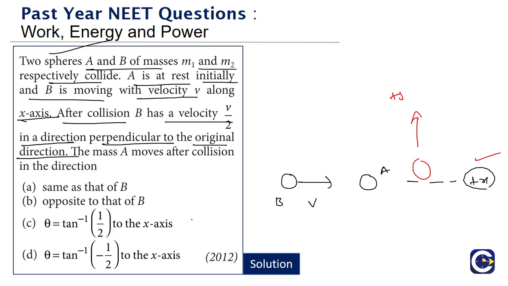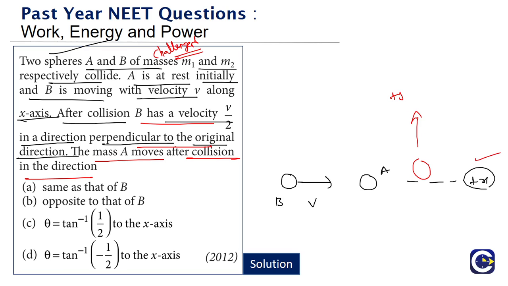That is the reason why, I'll tell you in the end, this kind of question can even be challenged. If you consider that B is going along the positive y-axis, we will get a result. If you consider that B is going along the negative y-axis, because they are not saying whether it is positive or negative, what they are saying is that after collision, B has a velocity v by 2 in a direction perpendicular to the original direction. Positive y-axis is also perpendicular, negative y-axis is also perpendicular. So these kinds of questions can be challenged, because we are going to get two possible answers. Say, for example, we assume that B is going along the positive y-axis; we have to find the direction in which the mass A moves after collision.